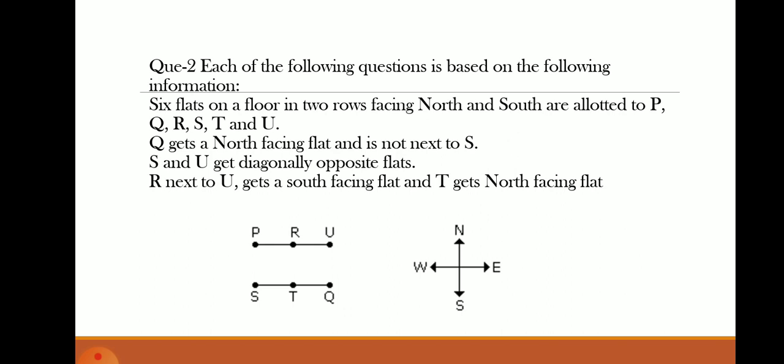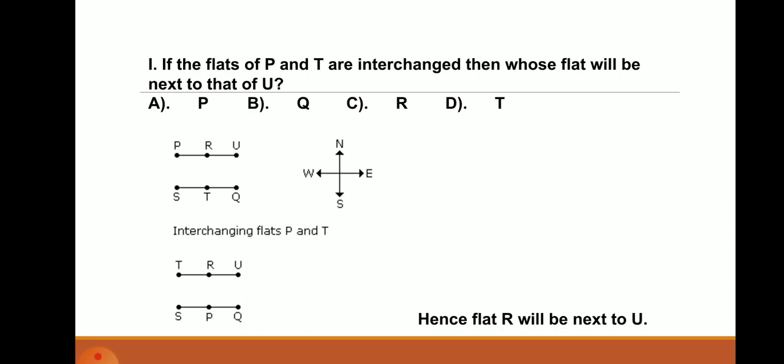So according to this problem, we have plotted the diagram, and now we will solve the questions based on it. First question: if the flats P and T are interchanged, then whose flat will be next to that of U? If P and T are interchanged, we will draw the diagram once again with T and P interchanged. Now in that second diagram, what is asked is whose flat will be next to U? U is at the corner, and next to U means who is closer to U. R is closer to U, that's why flat R will be next to U. Option C will be correct for this question.